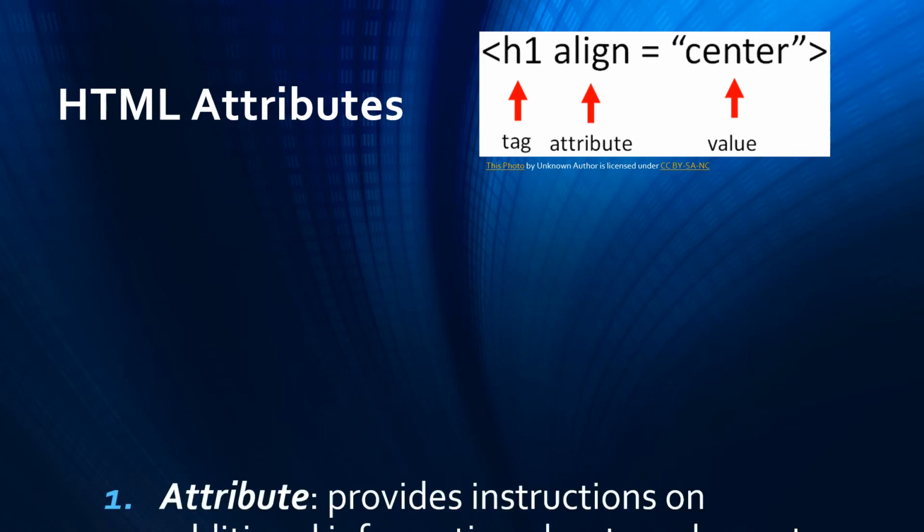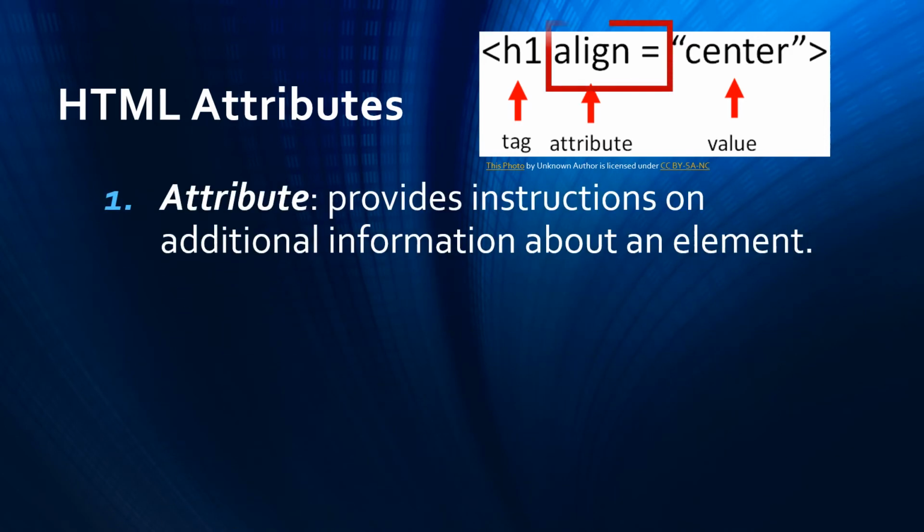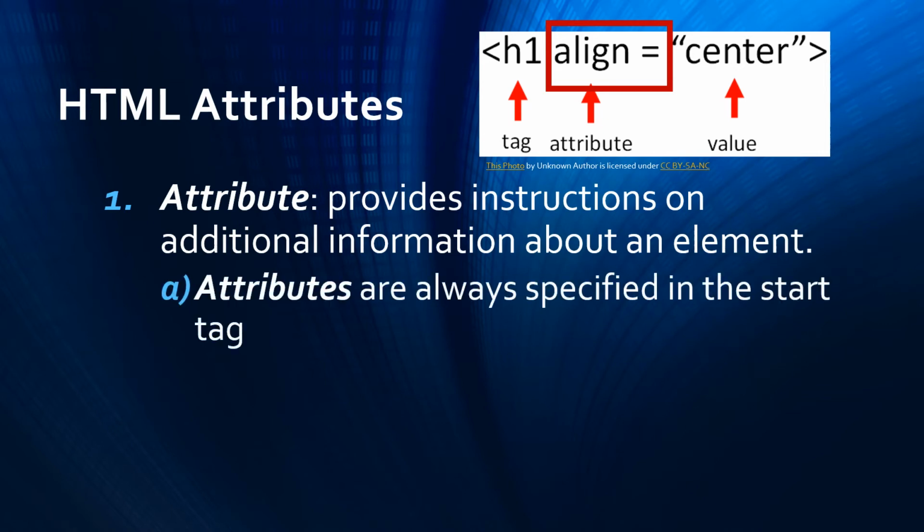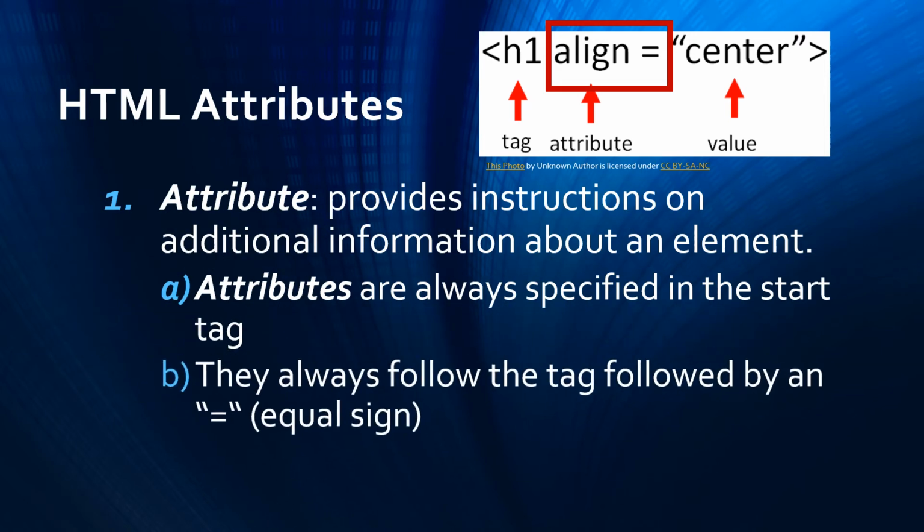HTML attributes. Attributes provide instructions on additional information about an element. In the example above, you're going to see that the attribute is align equals. Attributes are always specified in the start tag. They always follow the tag by an equal sign.